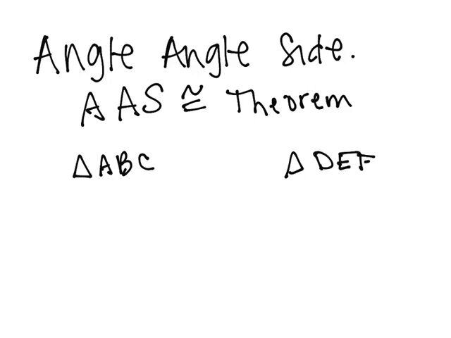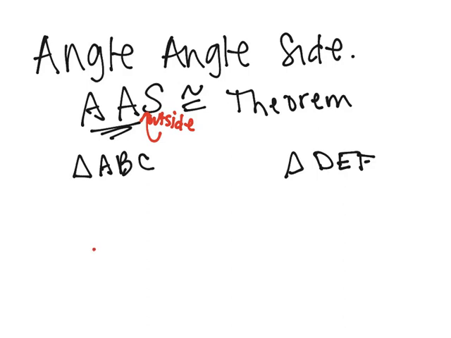And what this says is when we have any two angles and an outside side that's on the outside of those two angles, if all of those are congruent, then our triangles as well are congruent. So let's look at that and see what that means.